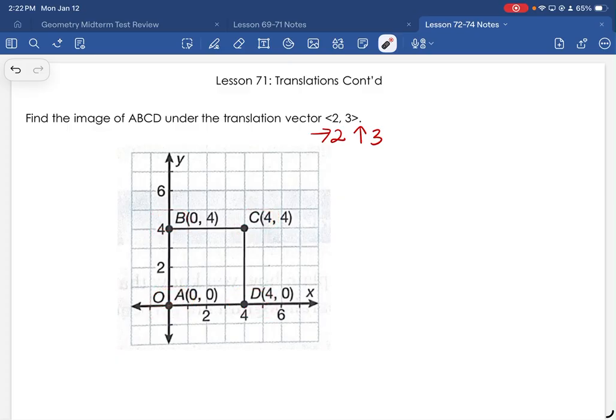Like the points? So I got A, B, C, and D. Yes, yes, yes, and yes. And then draw it. Correct.